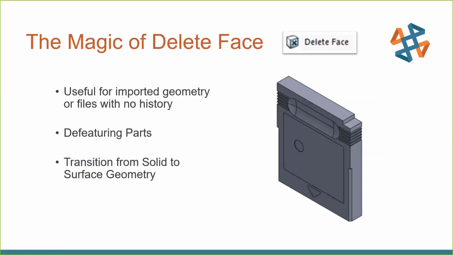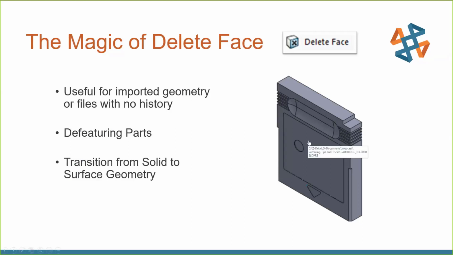So we're going to look at an example here for using the delete face command. This is a very powerful surfacing tool. You can use it for working on files that don't have a feature history. If you don't have a feature history to rely on for, say, deleting certain hole features or even defeaturing your part, you can use delete face for those kinds of things. And it's also useful for transitioning if you want to change a solid body into a surface body.